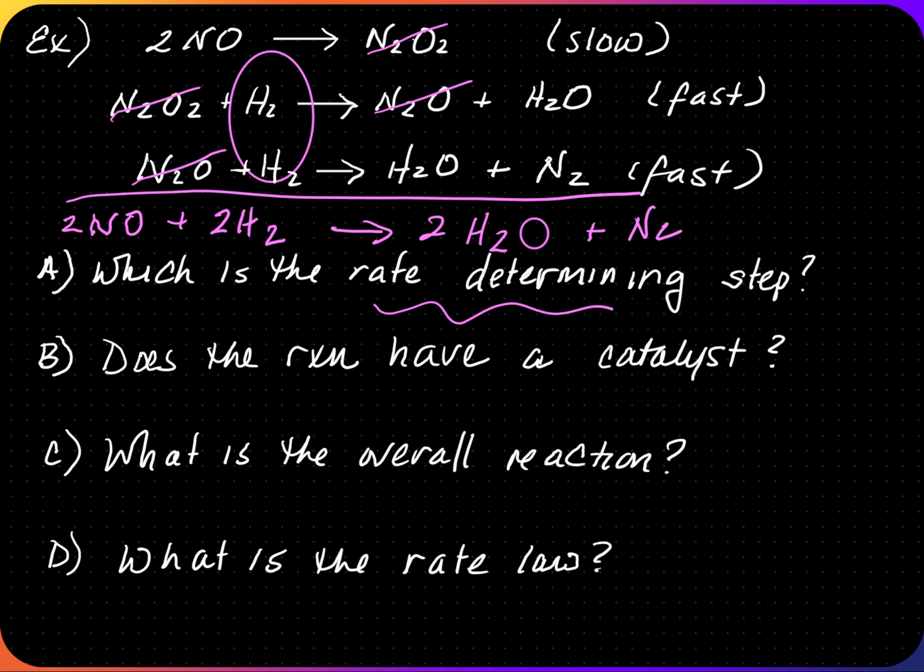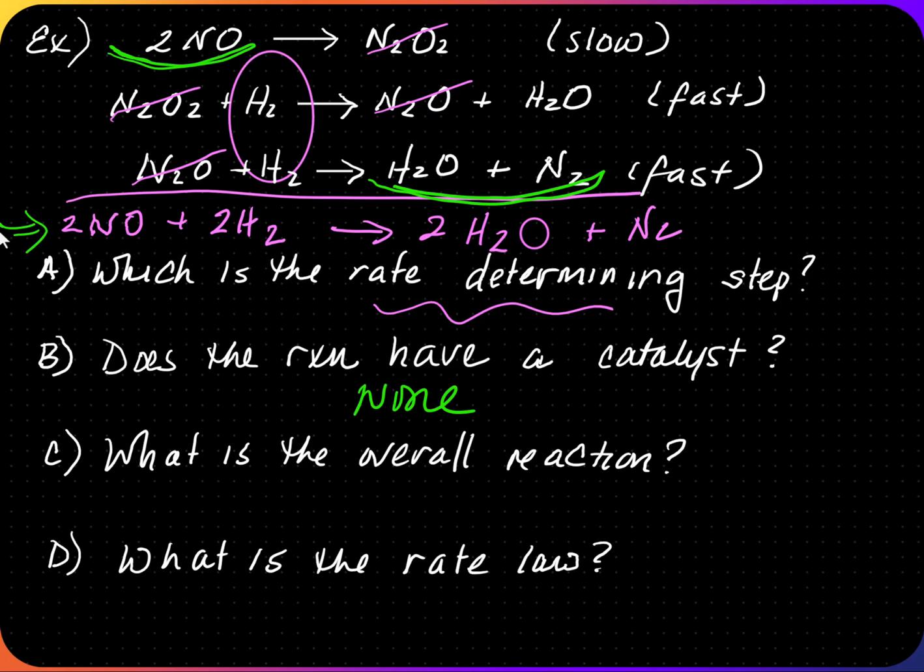In this equation, there is no catalyst because if I look at my first elementary step, in my reactants we have NO, and that is our only reactant. And if I look at my last step, we have H2O plus N2. So there's nothing that is the same as a reactant in the first step and as a product in the last step that cancels out. So this problem has none. And what is the overall reaction? It is what we wrote here: 2NO plus 2H2 yields 2 waters plus N2.